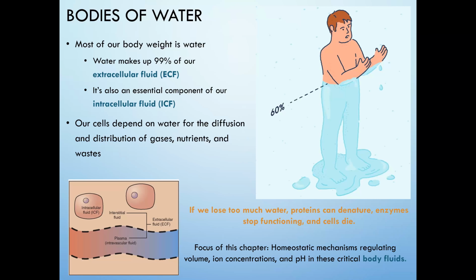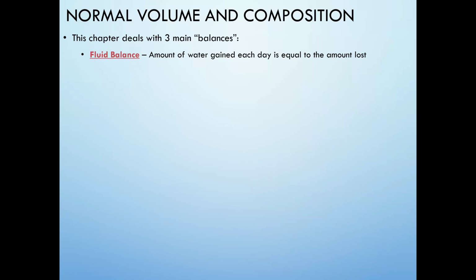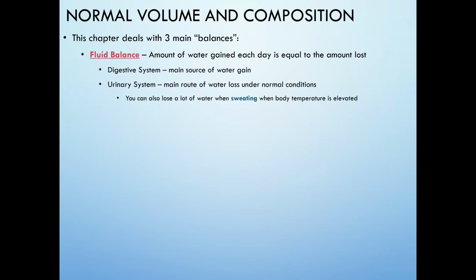This chapter is going to deal with three main balances. The first is fluid balance, and you are said to be in fluid balance if the amount of water you gain each day is equal to the amount lost. Our digestive system is our main source of water gain, and the urinary system is the main route of water loss under normal conditions. You can also lose a lot of water when sweating, when your body temperature is elevated.